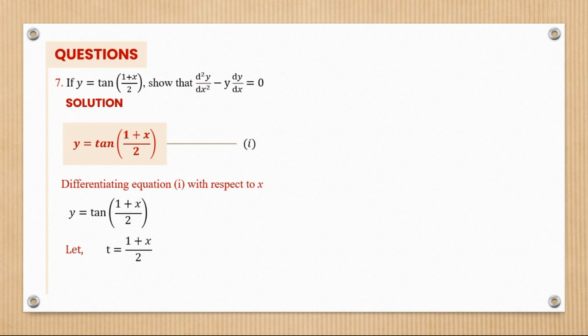Now we can already see that this right hand side here, to differentiate it, we have to use chain rule. So we're going to let t be equal to (1 plus x) over 2. That means t can be written as 1/2 plus x/2. And dt/dx shall actually be equal to a half. Then y shall actually now be equal to tan t. So dy/dt now can be seen as sec² t, as you can see right there.